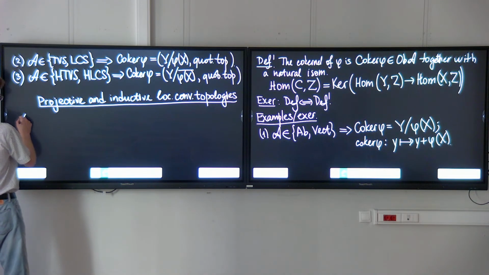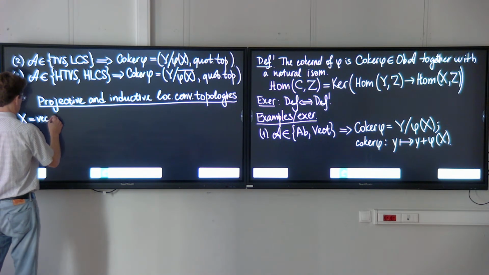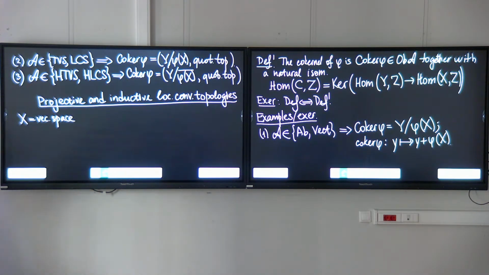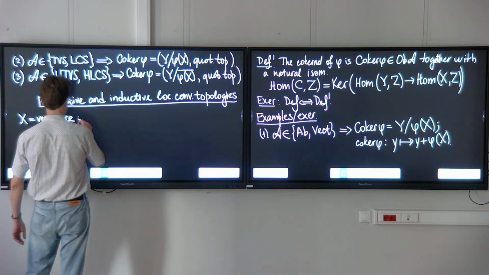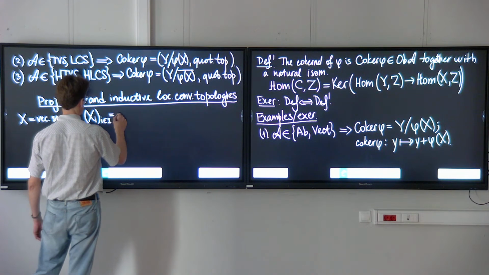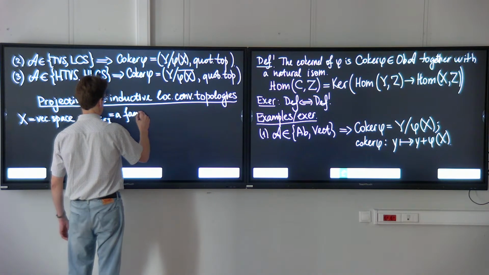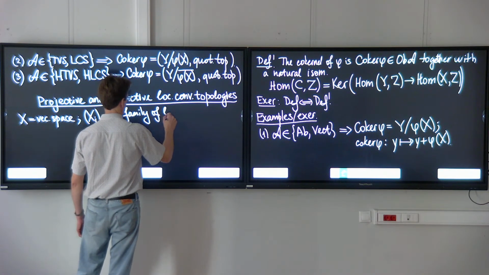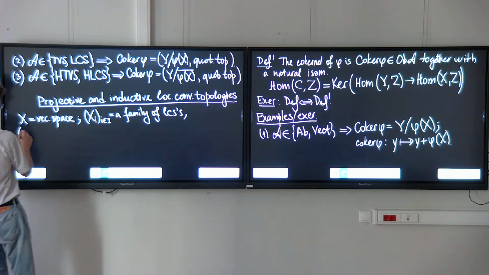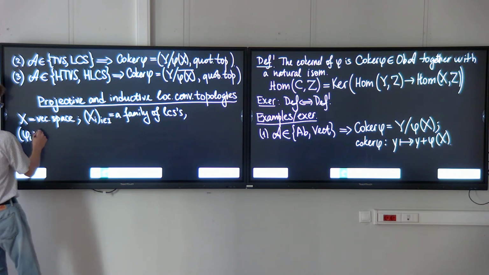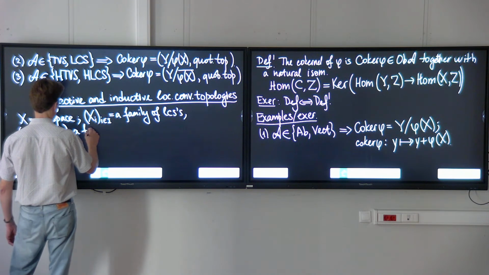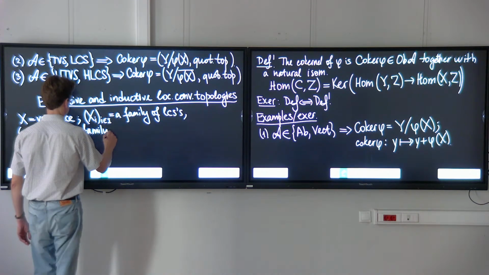Suppose we have a vector space, X. This is the space we want to topologize. And suppose we have a family, Xi, a family of locally convex spaces. And suppose we have a family of linear maps, phi I, from X to Xi.